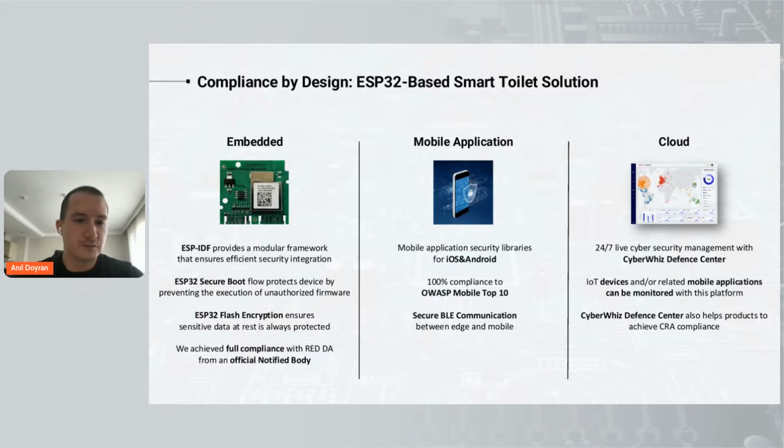For that, we have an embedded module which has secure Wi-Fi and Bluetooth connectivity features. It's ESP32 based. We used this board and designed connectivity software for it. We included every security feature of Espressif, including secure boot and flash encryption, and we achieved full compliance with RED DA from an official notified body. We have an official certificate for this product. For the mobile application side, we also included our app shielding security libraries and integrated them into their mobile application, and it became OWASP Mobile Top 10 compliant.